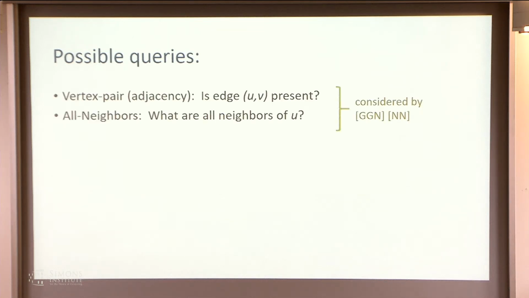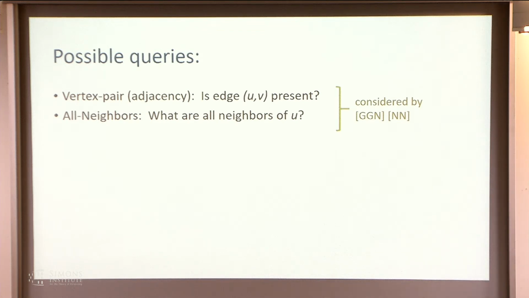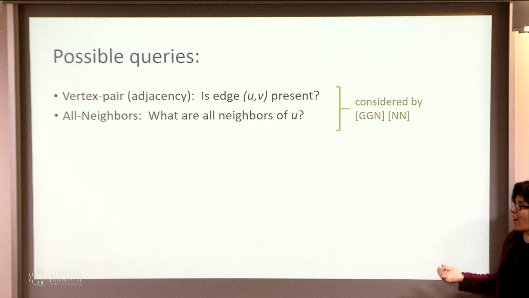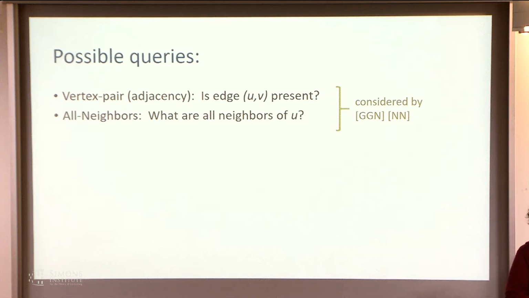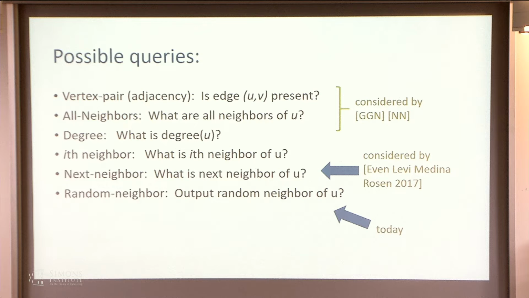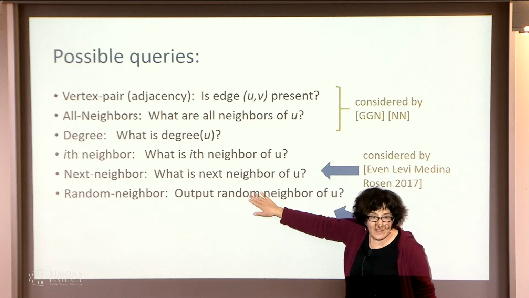All right, before I get into the results, I want to talk a bit about the types of queries. What kinds of queries do people make on their graphs? Vertex-pair queries: you ask, is edge u,v present? All neighbors: you might give node u and ask what are all the neighbors of u. Degree: you might ask what's the degree of u, what's the ith neighbor of u, what's the next neighbor of u, and you might even ask what's a random neighbor of u. If you can do all neighbors, then you can do all the rest of these.